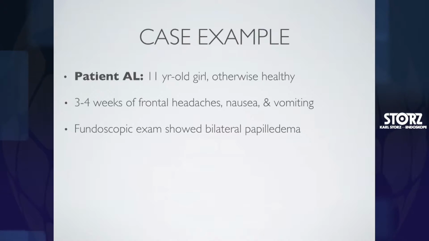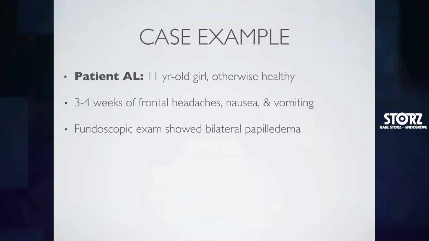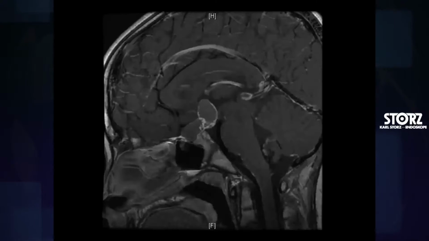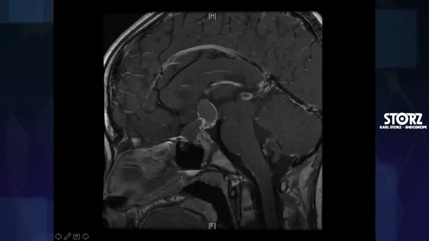Case example of an 11-year-old with 3 or 4 weeks of headaches, nausea and vomiting, with a fundus examination showing papilledema. Here you can see the films. You can debate in this kind of setting, going from above, going from below. Is it age dependent? What if the sphenoid was ossified? What if this was a 2-year-old? How would you get to some of these structures?